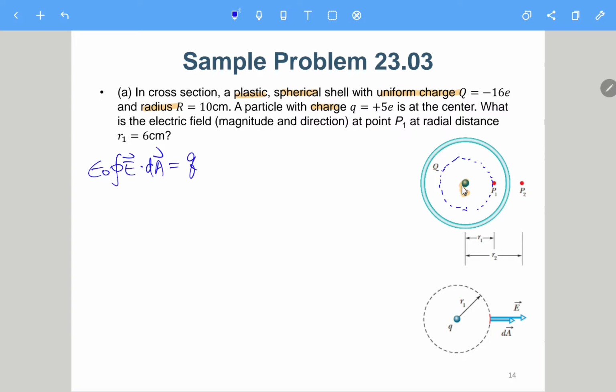So in this case, we'll assume all the charge is symmetric. So E should be uniform, and then E should be pointing parallel to the radial axis. R is called the radial axis. Parallel to the radial axis, which means that E dot dA should be equal to E dA. So in this case, we can write epsilon naught E dA equals to Q.